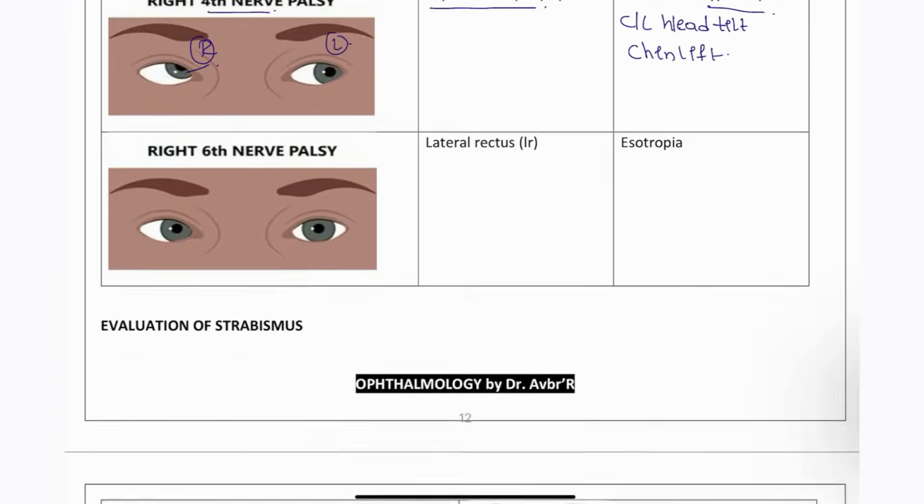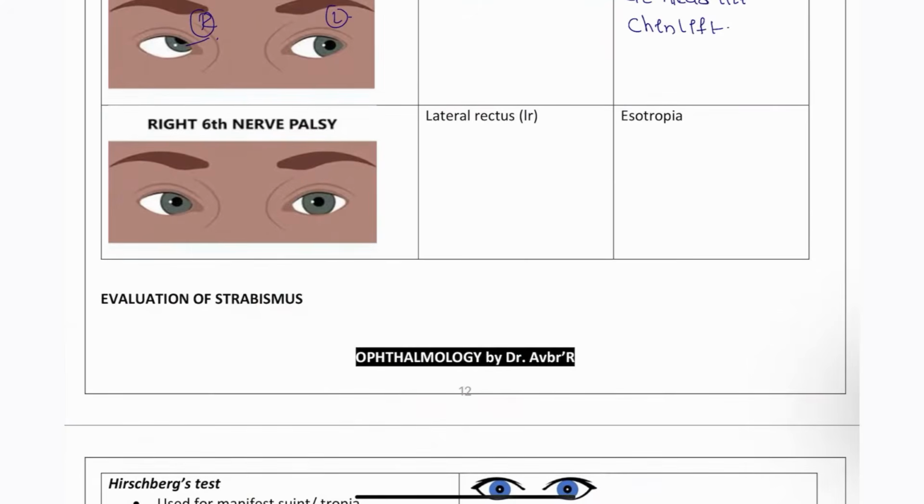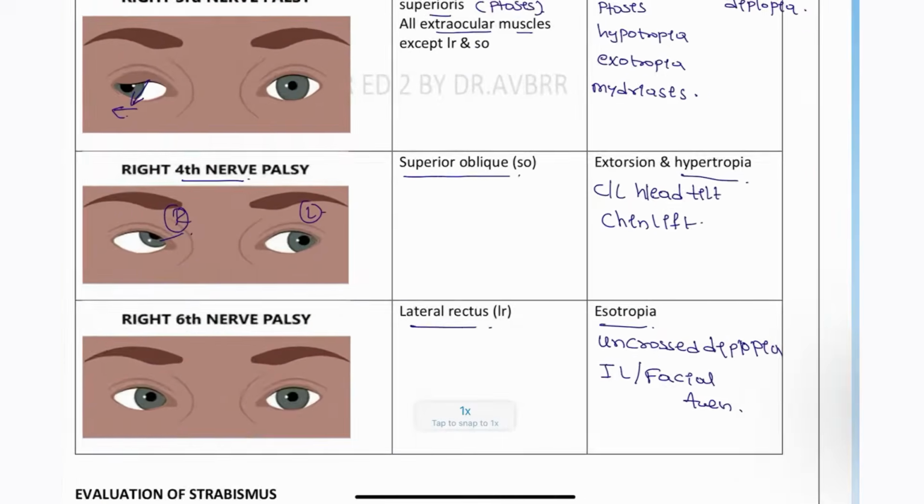Next, sixth cranial nerve palsy. It is the lateral rectus muscle that is damaged here. The patient will be showing the esotropia. This is known as an uncrossed diplopia. This is going to be uncrossed diplopia, and the patient will be showing the ipsilateral facial turn. Ipsilateral facial turn will be seen with this patient. This is the cranial nerve palsy.